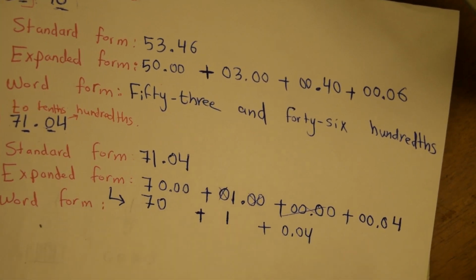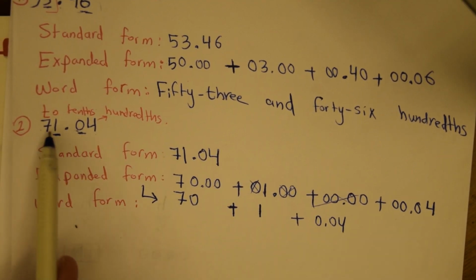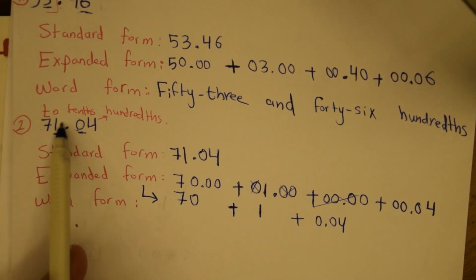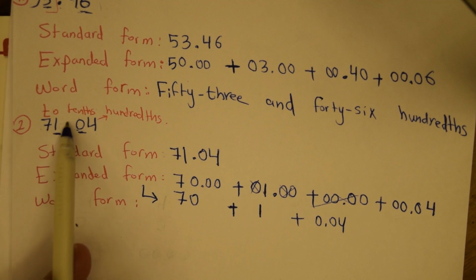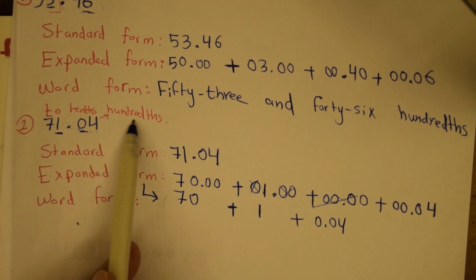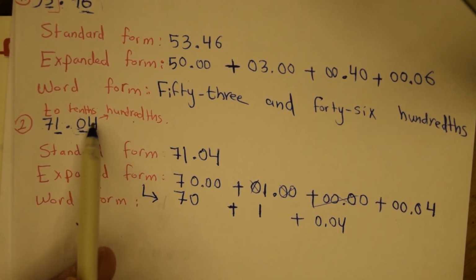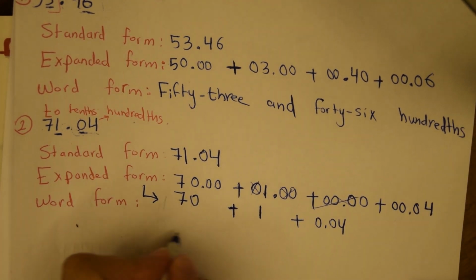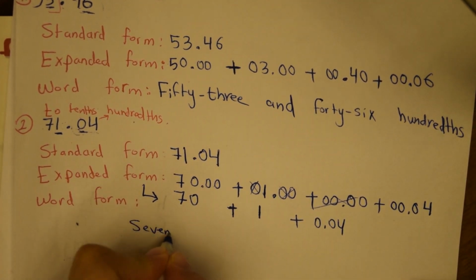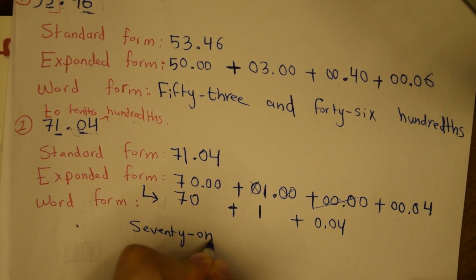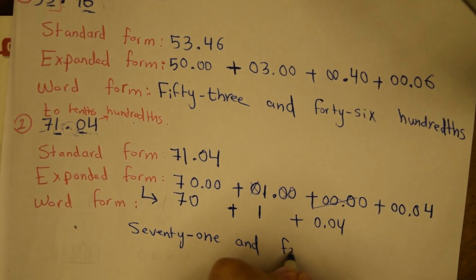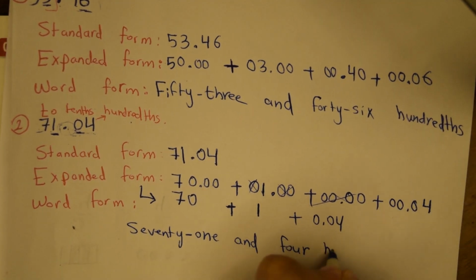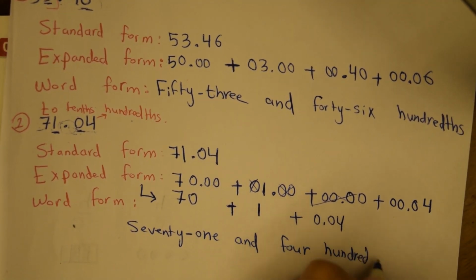Now for the word form, how will I read the number? It's 71, and now I don't have 0. I will not say 0, 4. I will say 71 and 4 hundredths, because the last number here is in the hundredths place. So how will I write it? 71 and 4 hundredths.